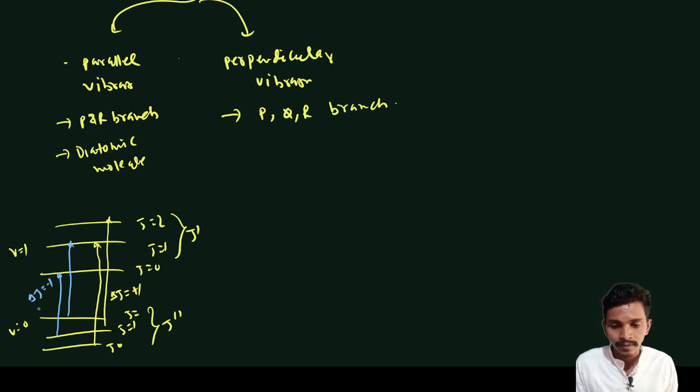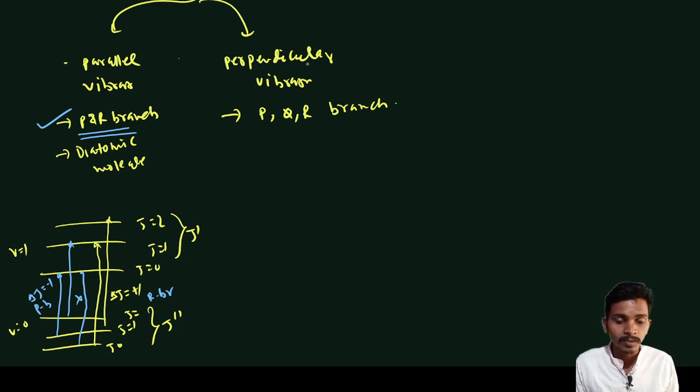So these are the P branch, and these are the R branch, and there was no Q branch, that is J equal to 0 to J equal to 0. This branch was not possible for linear diatomic molecules. So here only the P and R branches will be obtained.